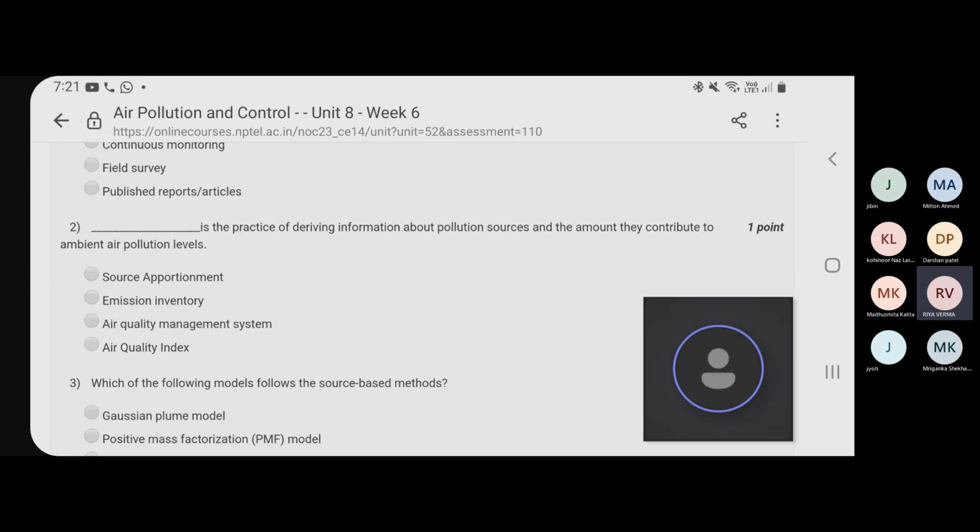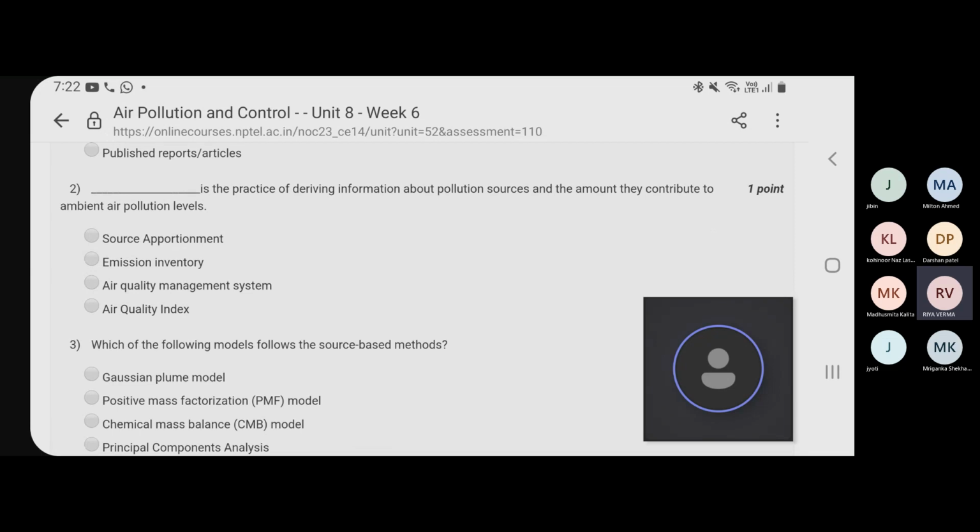So, in this question most of the students will have doubt between option one and two, source apportionment and emission inventory. It will be option one only, because emission inventory focuses on the total emissions that we are getting, and the source apportionment process takes into account the different types of pollution sources and the amount they contribute towards ambient pollution levels. So it will be source apportionment only.